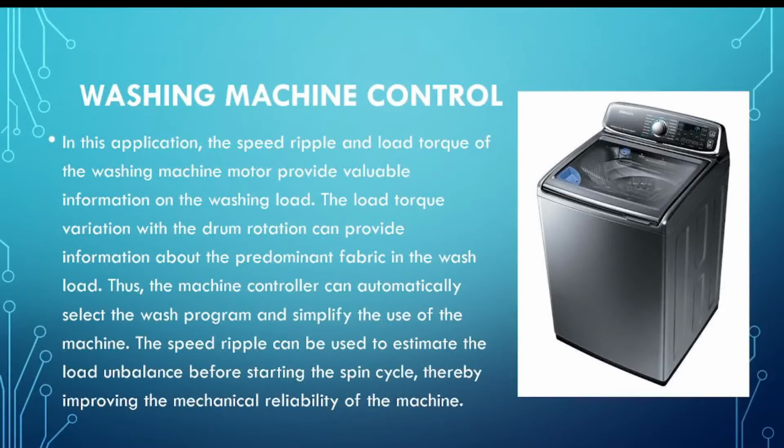Next is the washing machine control. In this application, the speed ripple and load torque of the washing machine motor provide valuable information on the washing load. The load torque variation with a drum rotation can provide information about the predominant fabric in the wash load. Thus, the machine controller can automatically select the wash program and simplify the use of the machine. The speed ripple can be used to estimate the load unbalance before starting the spin cycle, thereby improving the mechanical reliability of the machine.